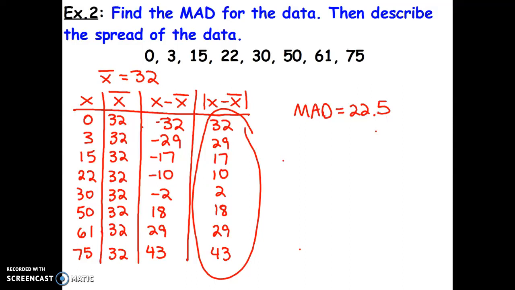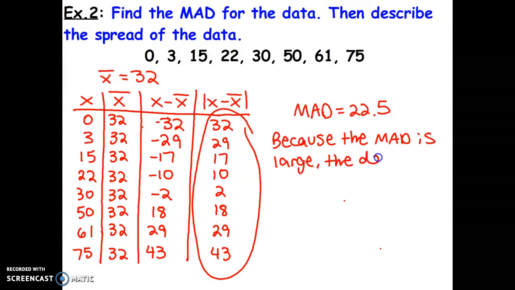Okay? So now we have to describe the spread of the data. So basically we need to decide, is this MAD large compared to that mean, or is it small? As I look at this, I would say that this MAD is large. I think 22 is pretty close to 32. So we would say because the MAD is large, the data is variable or spread apart.